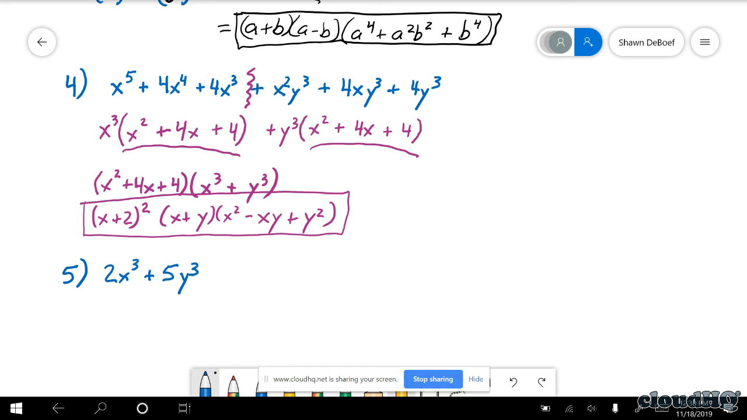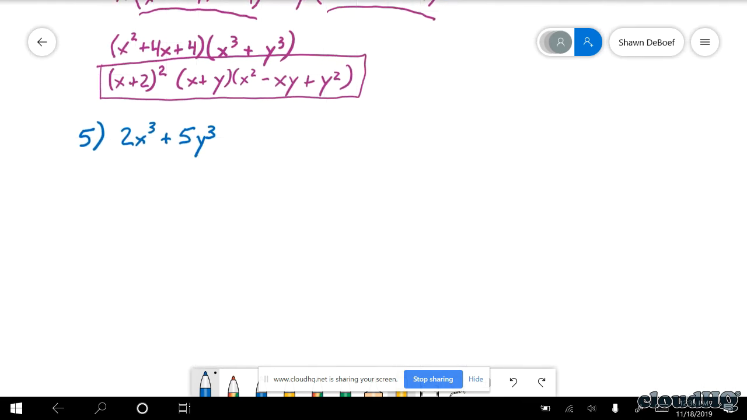All right, let's take a look at this one. This one only has two terms. I see we've got an x cubed, we've got a y cubed, we are adding. Is this a sum of two cubes? This is not a sum of two cubes.